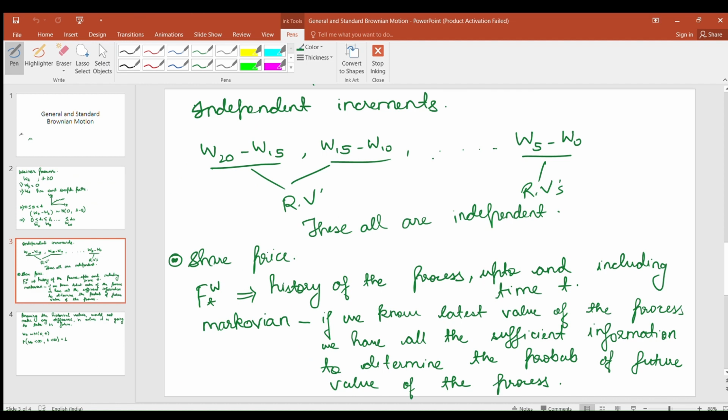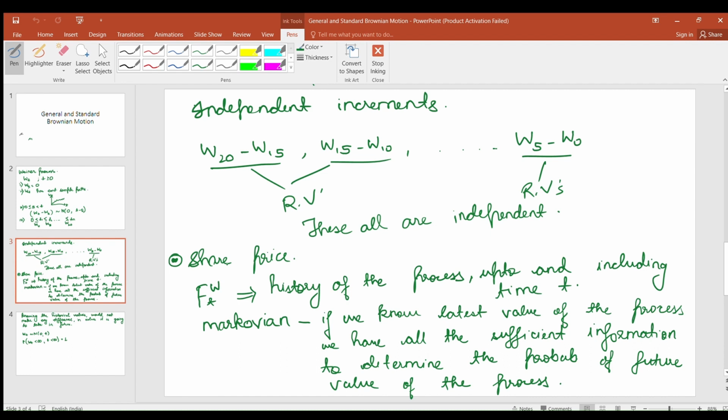The differences between the process at different points of time are independent of each other, and these are all independent random variables. One question that might come in an exam is to state the reason why we cannot model share prices using the standard Brownian motion. We can give the reason that since the increments are independent for a standard Brownian motion, we cannot use it for share prices. Why is it so? Because it is obvious that the share price will be somewhat dependent upon the prices in the past.